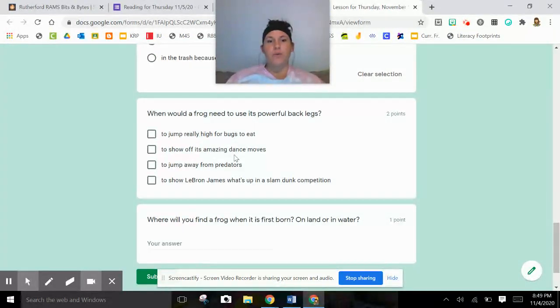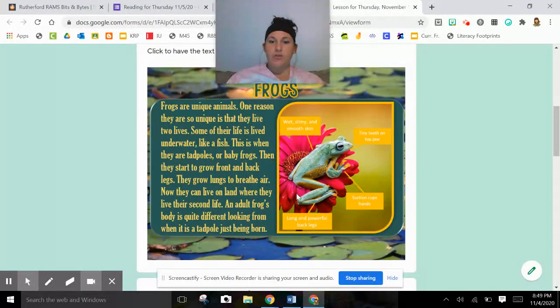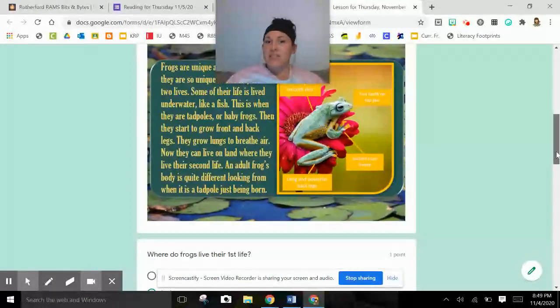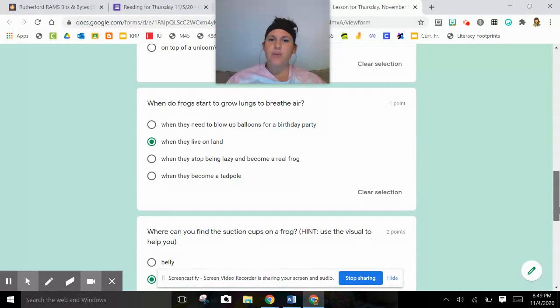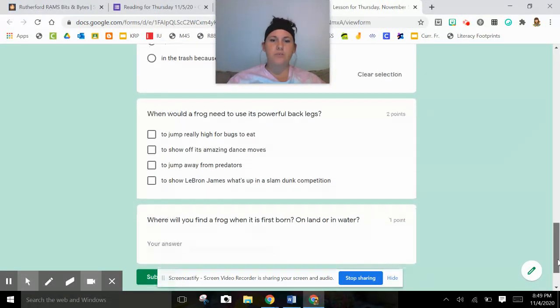All right, so the next one. First thing that I see is the check boxes. So that means there's going to be more than one answer. So I've got to definitely read through all of them. When would a frog need to use its powerful back legs? When I look up at this visual, they do have really long legs. Our legs only have one bend in them, and theirs have three big ones. Look how big the bottom of their foot is, which would be like our feet, long and powerful back legs. So let's think about frogs, maybe the size they are, how they live their lives, and why they would need to use those big, strong legs.